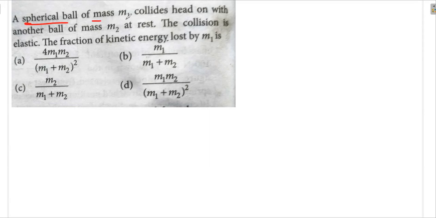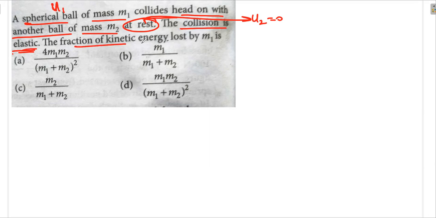So this is a new doubt posted in the group. A spherical ball of mass m1 collides head-on with another ball of mass m2 at rest. The collision is elastic. At rest means the second ball's velocity is 0. They have not given me the velocity of the first one, so the initial velocity is u1. The collision is elastic. What is the fraction of kinetic energy lost by m1? Loss, not change, so it is the change in kinetic energy divided by its original kinetic energy.